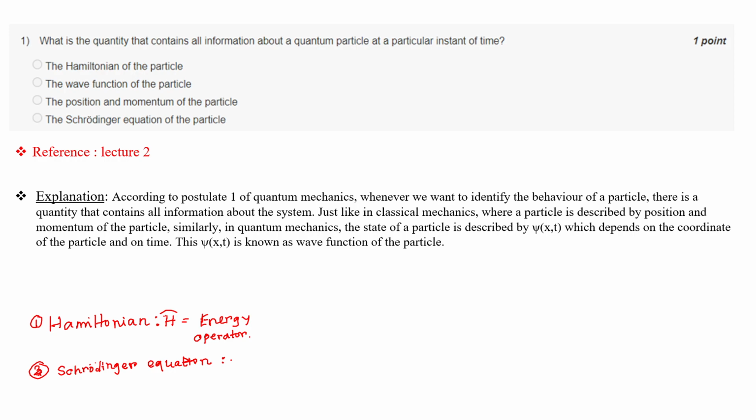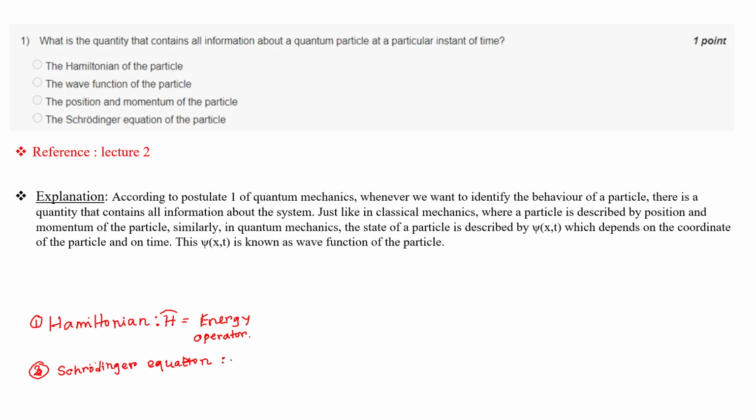So for all the three options, you cannot get all the information about the system, but from psi you can get the information of the system. And psi is known as the wave function of the particle, which is a function of position and time. From psi you can get all the information of the particle.